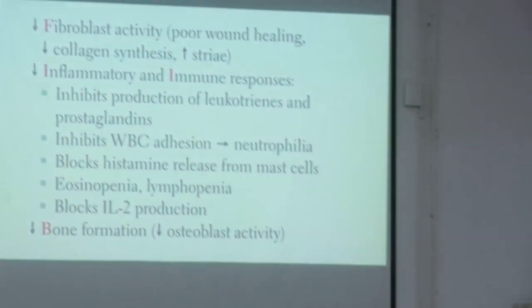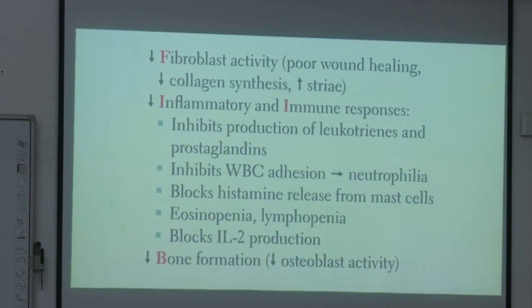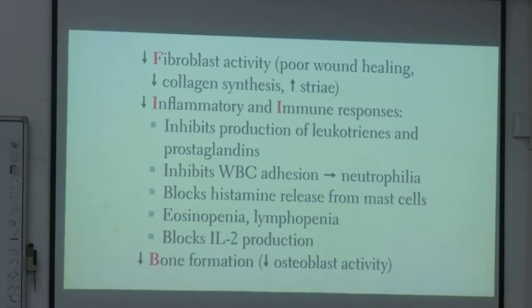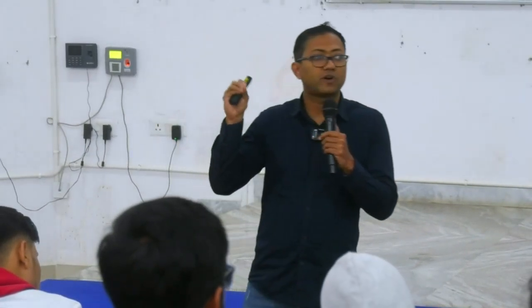Next is inflammatory and immune responses. Glucocorticoid inhibits the production of leukotrienes and prostaglandin, right? This is one of the most important uses of glucocorticoid. We use glucocorticoid to reduce inflammation. Have you seen during COVID treatment, glucocorticoid was used, dexamethasone was used, right? During the treatment of COVID-19 we have used glucocorticoid. Why? To reduce inflammatory reaction.